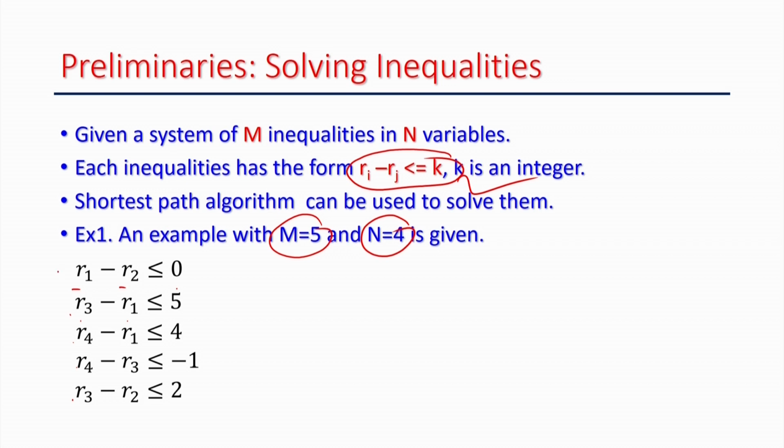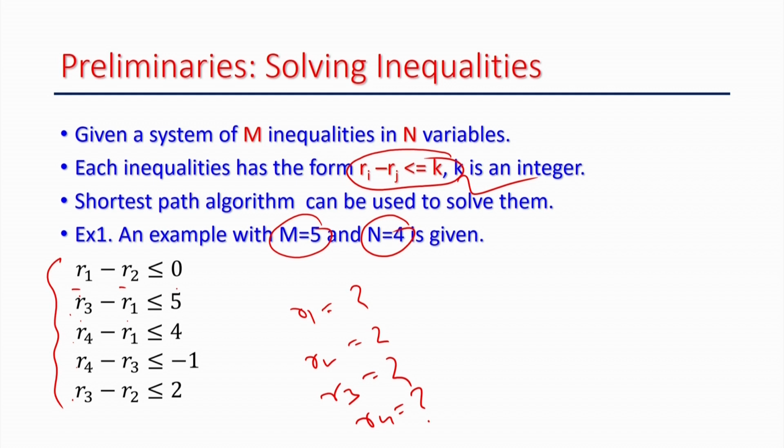So if you are given a set of such inequalities, you have to find the values of R1, R2, R3 and R4 which satisfy all these constraints. This is your problem statement: given a set of m inequalities over n variables, we have to find the values of the variables which satisfy all these constraints. We will discuss how this particular problem can be mapped to a shortest path problem on a graph.